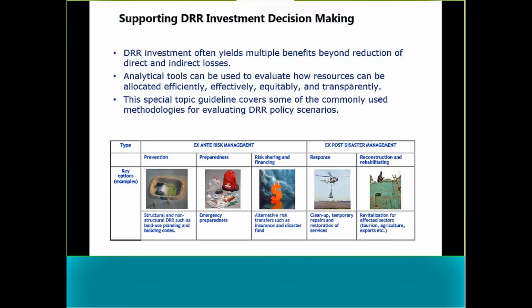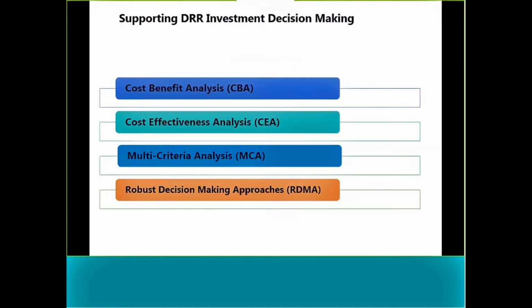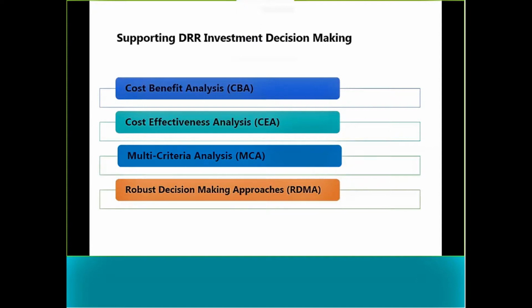This guideline covers some of the commonly used methods for evaluating DRR policy scenarios. Some of the tools are cost-benefit analysis, cost-effectiveness analysis, multi-criteria analysis, and robust decision-making approaches, just to name a few. Now, these are not the only tools available. These are some of the commonly used tools. Given the time constraints, this morning I'll be talking about two methods: one, cost-benefit analysis, and second, multi-criteria analysis, giving the general concept as well as a recent case application.